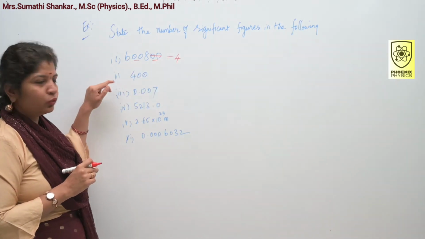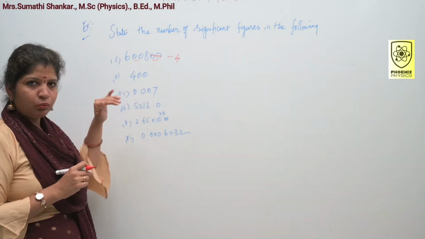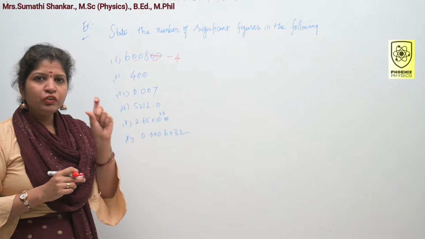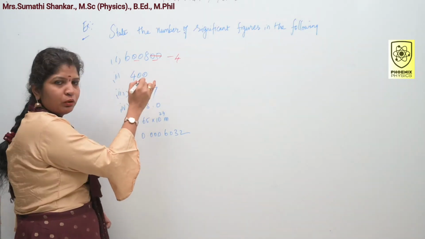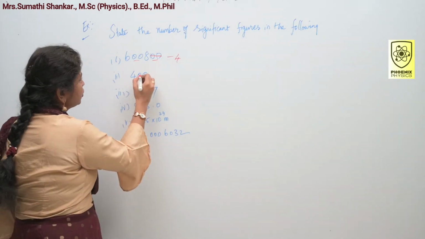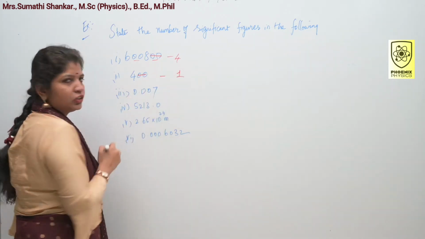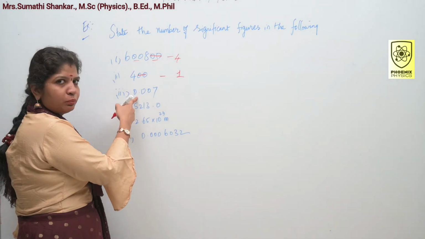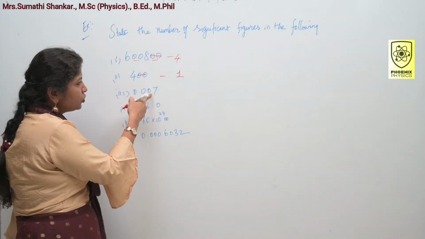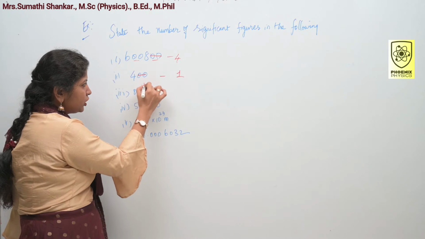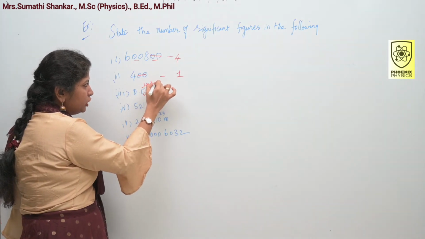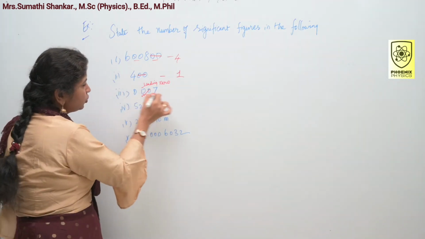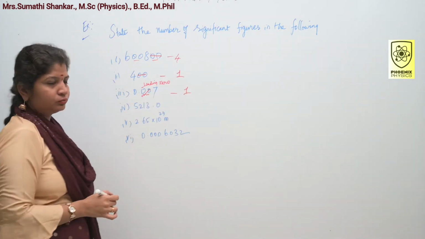So look at the second one, 400. Same rule, that is trailing zeros in a number without a decimal point are not significant. So here the significant digit is 1. Look at this example, 0.007. These two zeros are leading zeros. You know that leading zeros are not significant. So your significant digit is 1.